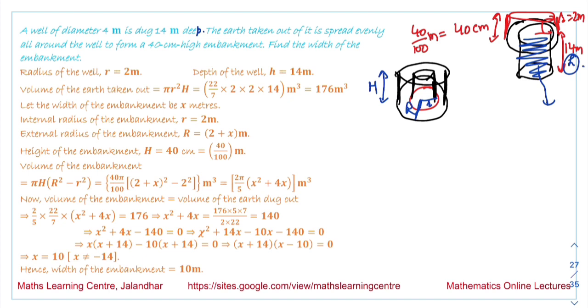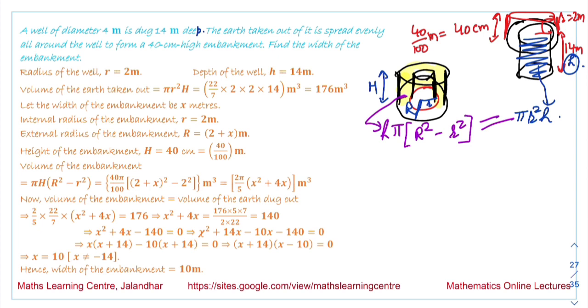So the volume of the earth taken out of this well is pi r square h, and it is spread in this region. The volume of this portion is pi into H into capital R square minus small r square, and both these values should be equal.